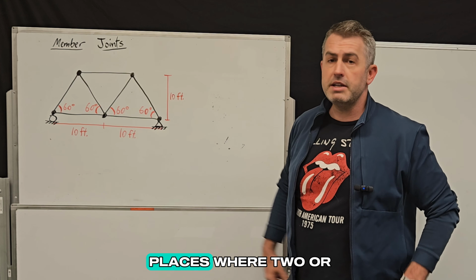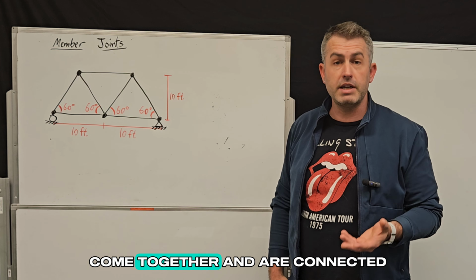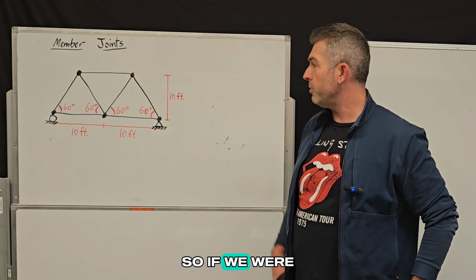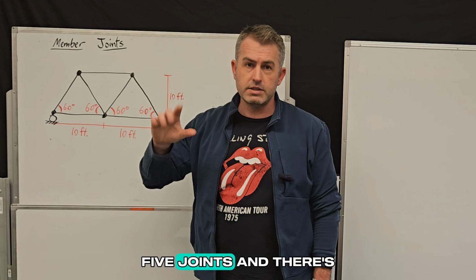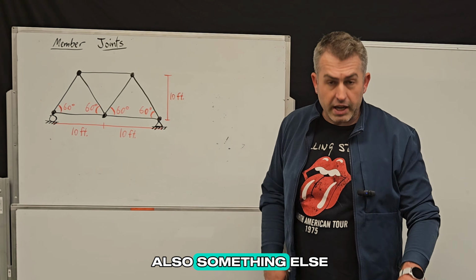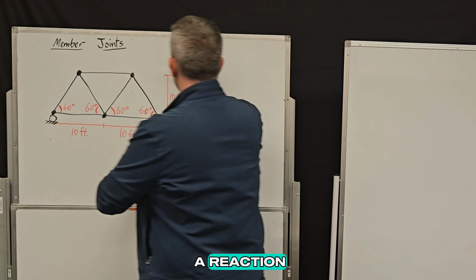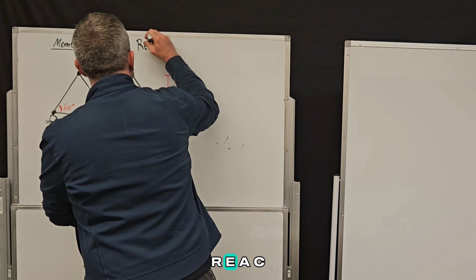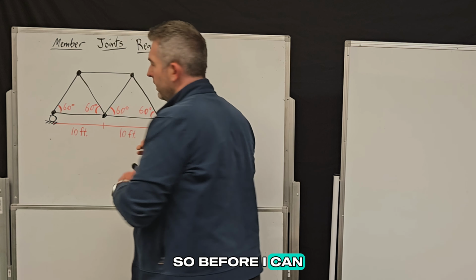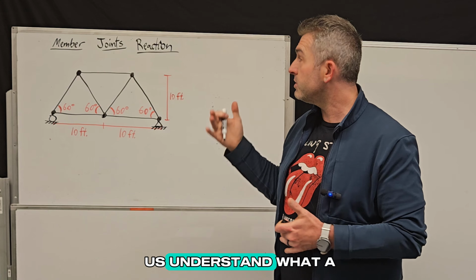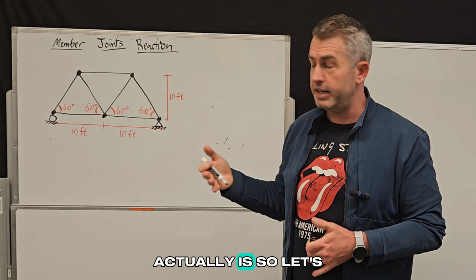And the joints are places where 2 or more members come together and are connected. So if we were to count the joints here, we would say 1, 2, 3, 4, 5 joints. And there's also something else, which is known as a reaction, R-E-A-C-T-I-O-N. So before I can explain any further, I need to help us understand what a reaction force actually is.